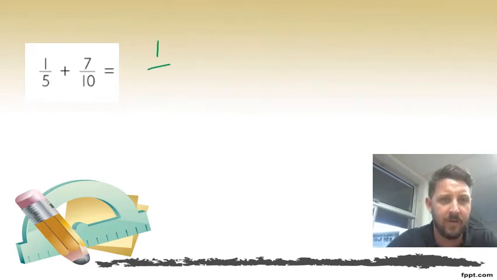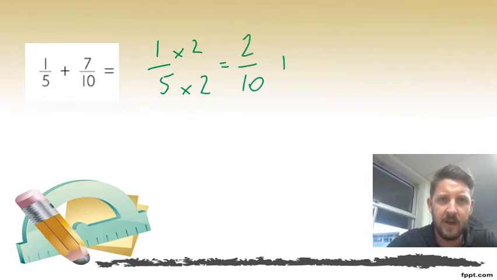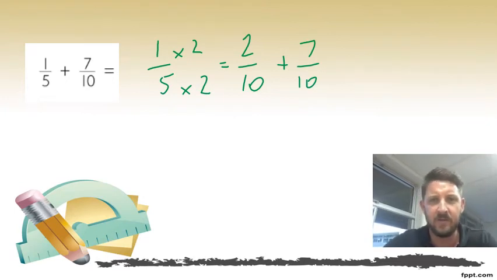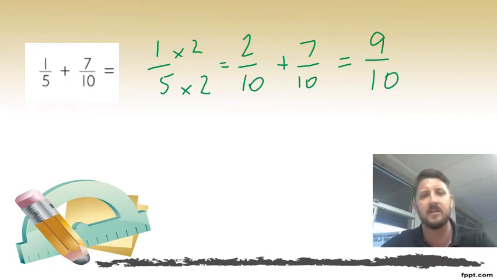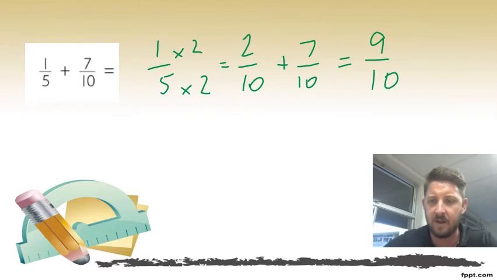So I go 1/5, I multiply the top and bottom by the same number, which is 2, and I have 2/10, and I'm going to add the 7/10. So 2/10 plus 7/10 equals 9/10. And you can see once again that my denominator does not change. It stays exactly the same. So we're always dealing in 10 parts. This one has 10 parts.